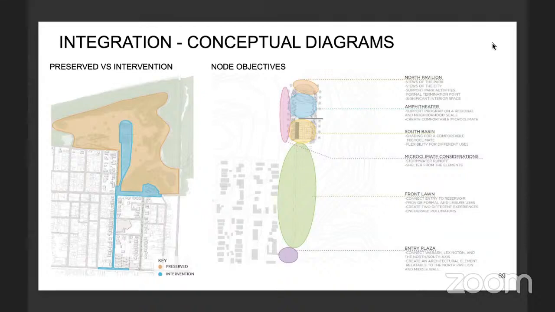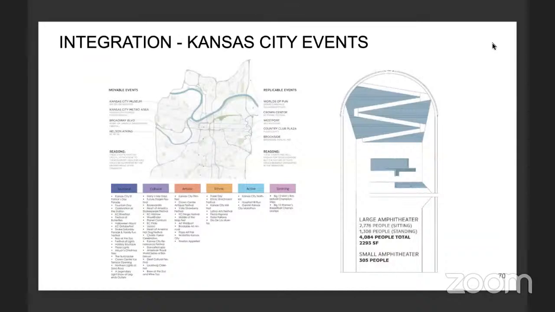To understand this regional draw, we also wanted to understand the regional events in Kansas City themselves. Over on the left, we looked at various activities within Kansas City and started to categorize them into different categories that we can understand could happen in the right side, which is the performance space and north amphitheater that I mentioned earlier. That would provide about 4,000 seats, in addition to a smaller amphitheater on the south side for smaller activities such as community dance recitals, perhaps.